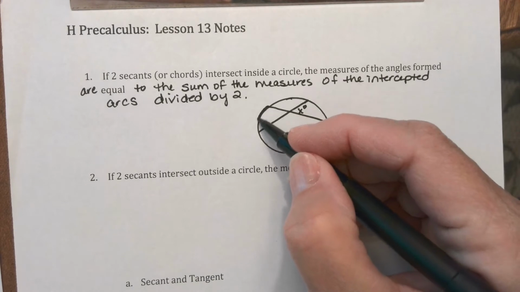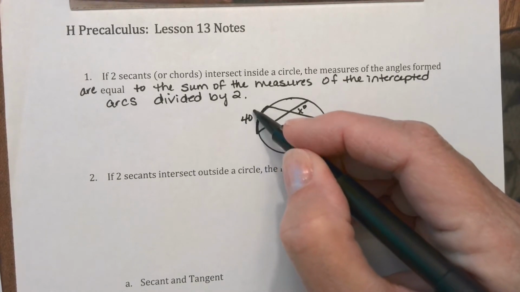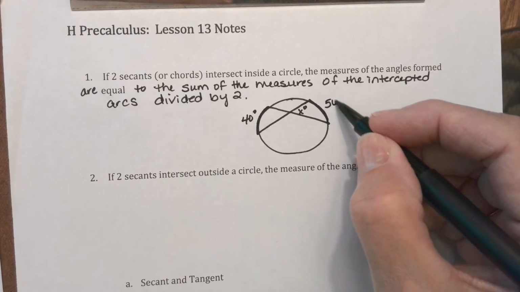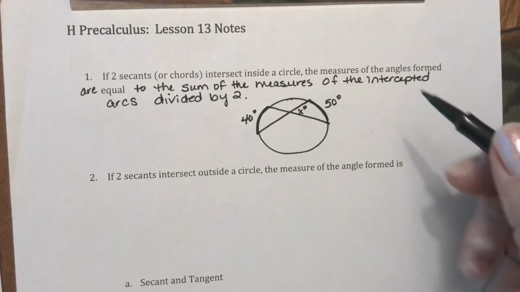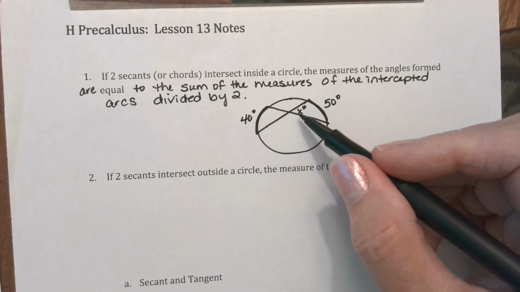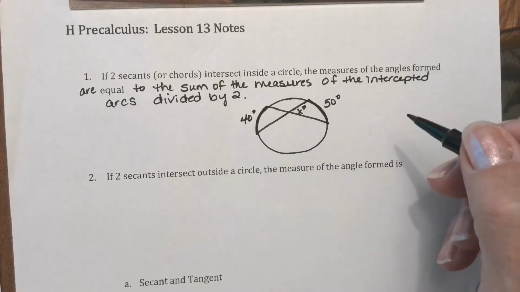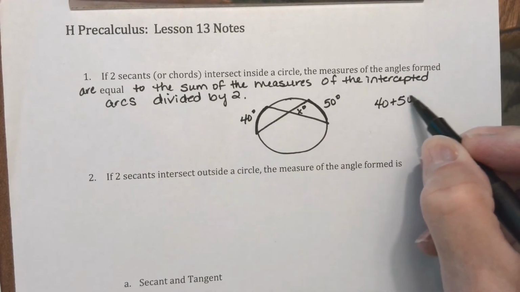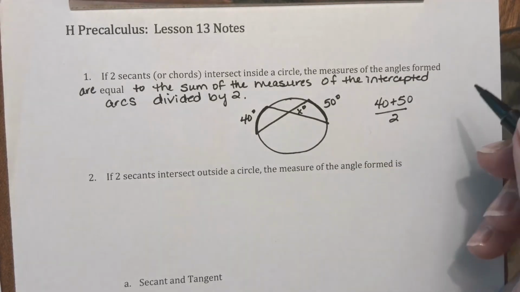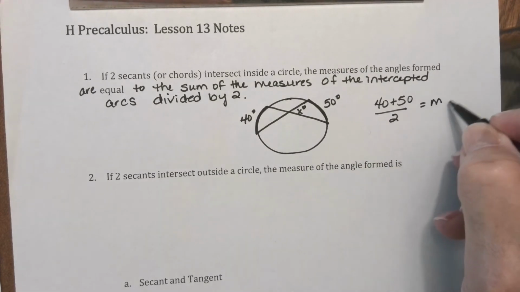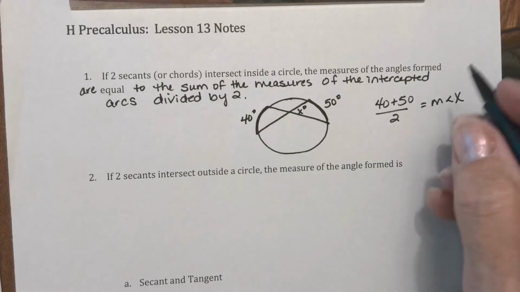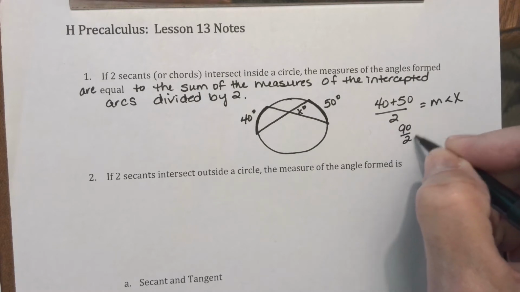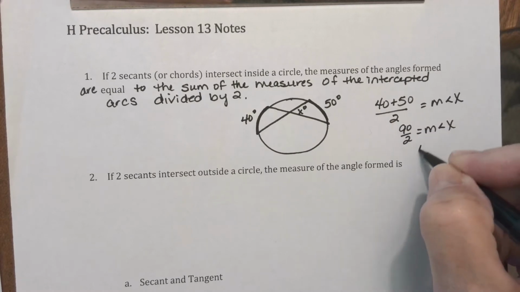If this arc right here was 40 degrees, and say this arc right here was 50 degrees, then the measure of the angle formed will be equal to the sum of the measures of the intercepted arcs. So we're going to add the 40 and the 50, and divide by 2. So that's 90 divided by 2, which of course is 45 degrees.